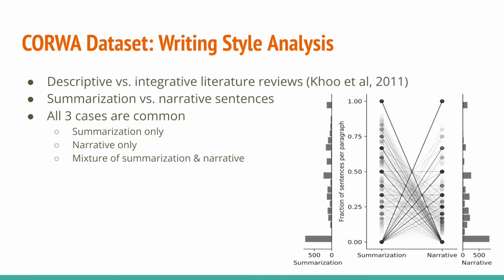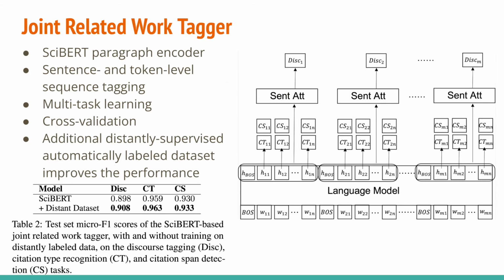We analyzed the writing style of related work sections in CORWA. Similar to the descriptive and the integrative literature reviews proposed in information studies, we have summarization and narrative sentences. This parallel plot shows that all three types of paragraphs exist: summarization sentences only paragraphs, narrative sentences only, or paragraphs with a mixture of both types.